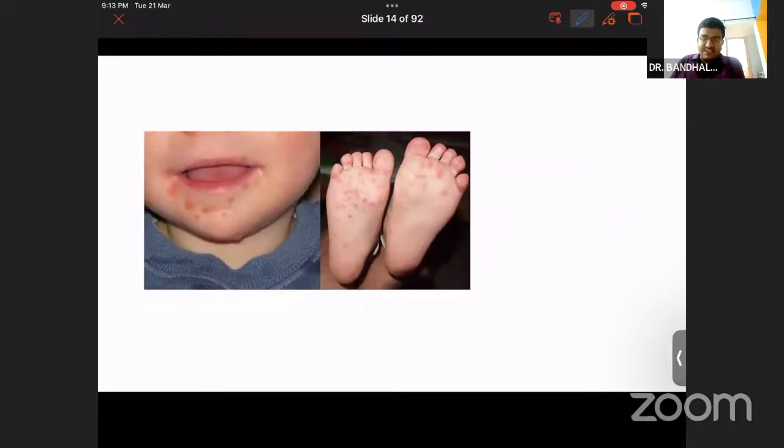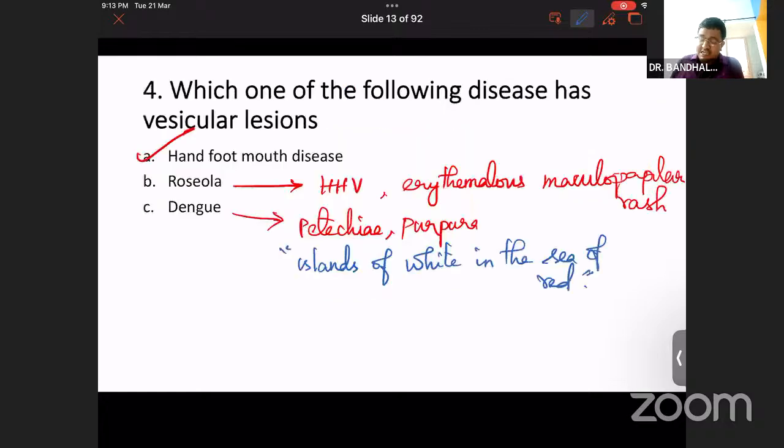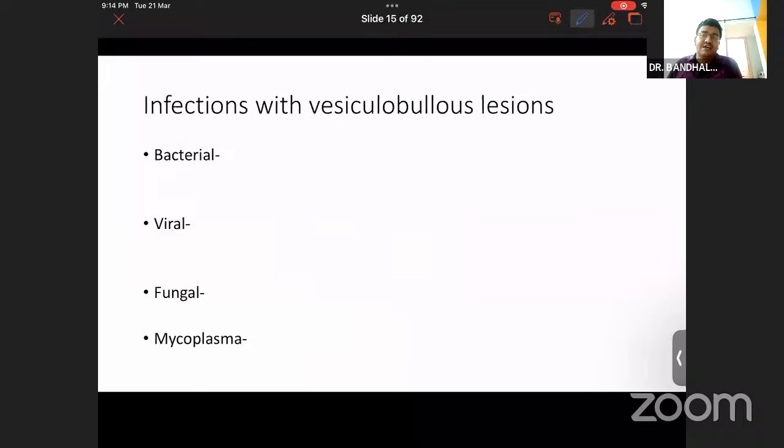This is the case of HFMD, hand, foot, mouth disease, caused by Coxsackie virus. Vesicles in the oral cavity, palms and soles. For this kind of questions, we should know what the possible vesicular lesions in infectious causes are.